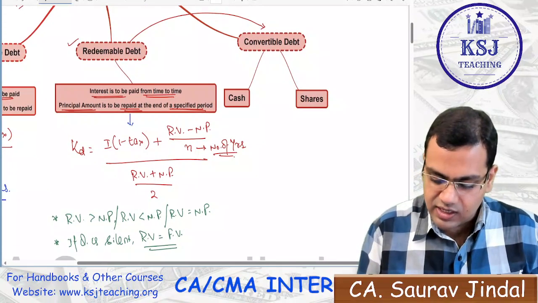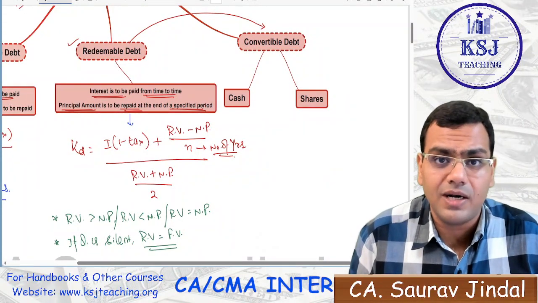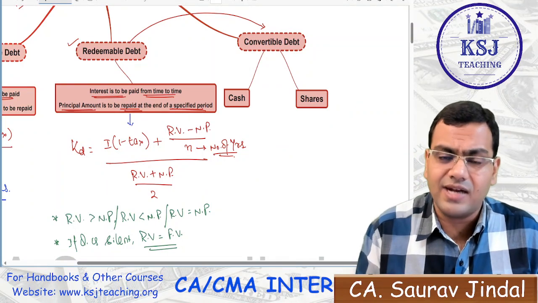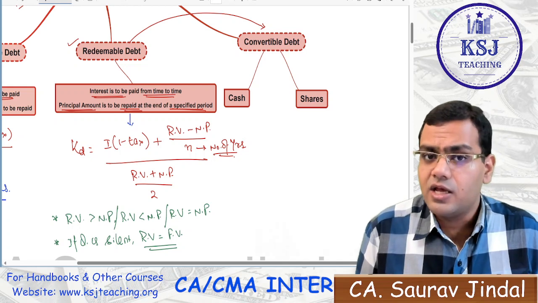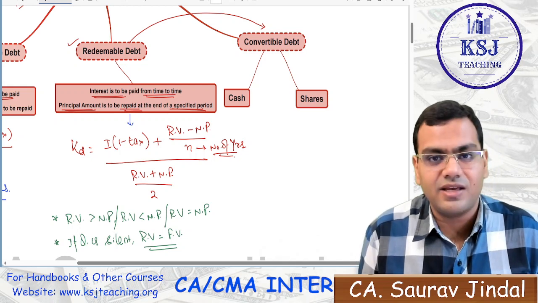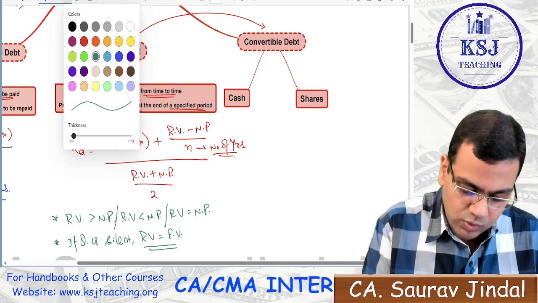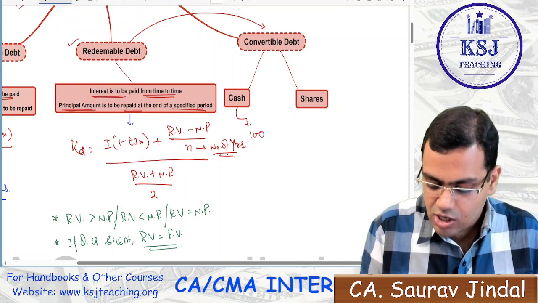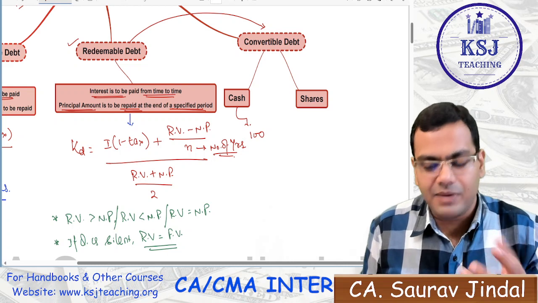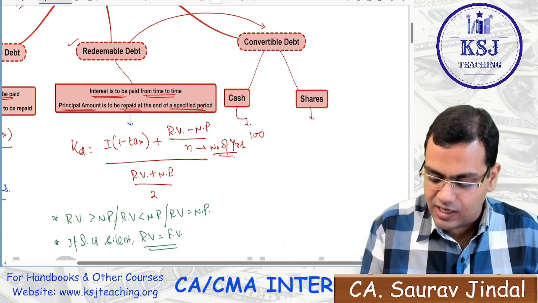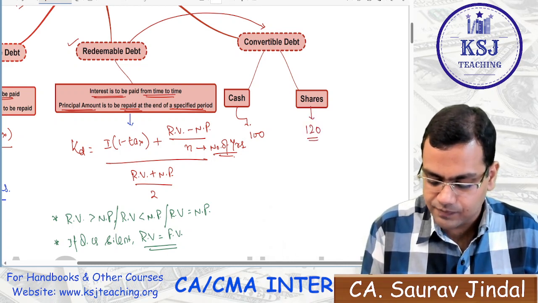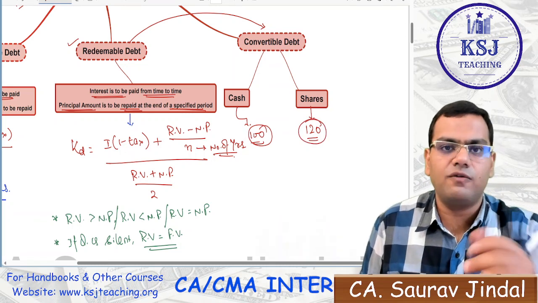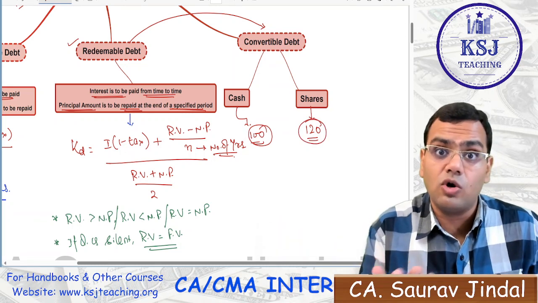Now coming to the convertible debt. In case of convertible debt, let's say you have issued the debt at the rate of 100 rupees. At the end of a specified period, you have the option whether to take the cash. The company says we can pay you cash, but the cash that we'll be paying is 100 rupees. Or instead of one debenture, you take the share from us. The value of the share is 120 rupees. Either take cash or take the shares. What will you go for? Obviously you will go for the shares.